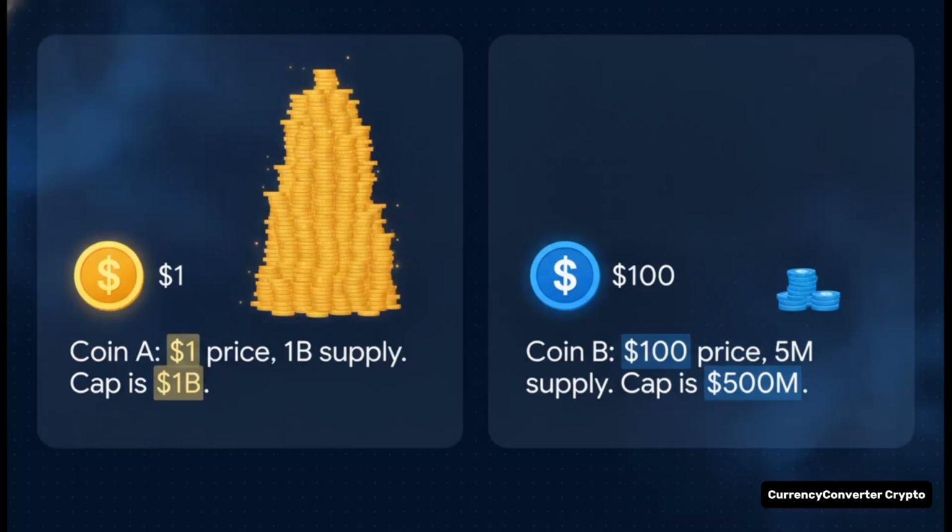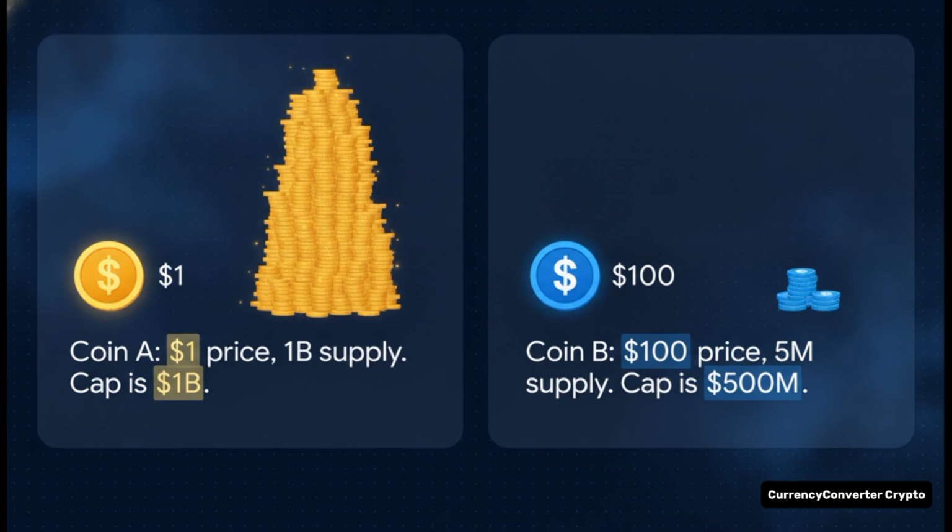And this right here perfectly illustrates why that price illusion is so incredibly dangerous. Let's do a quick comparison. Imagine coin A. It's priced at just $1, but has a massive circulating supply of 1 billion coins. That means its market cap is $1 billion. Now look at coin B. It's got a scary-looking price of $100, but a tiny supply of only 5 million coins. Its market cap is just $500 million. So coin A might look like a steal at $1, but it's actually twice the size and holds double the total market value of the $100 coin B.